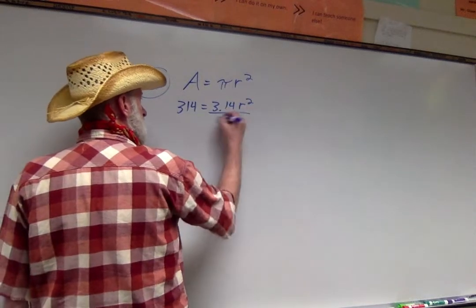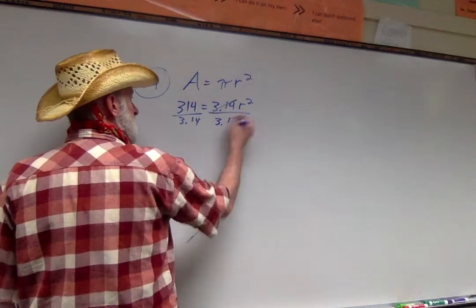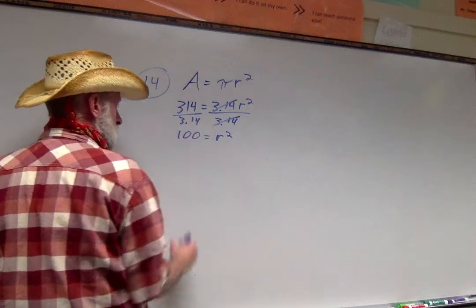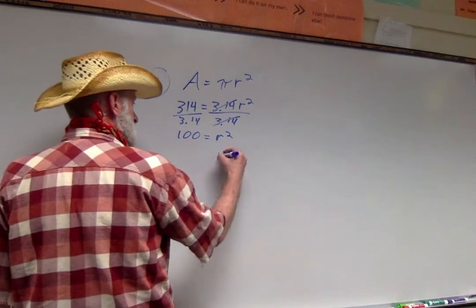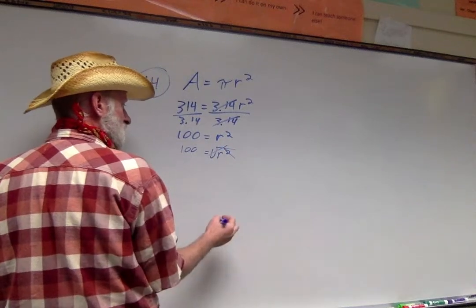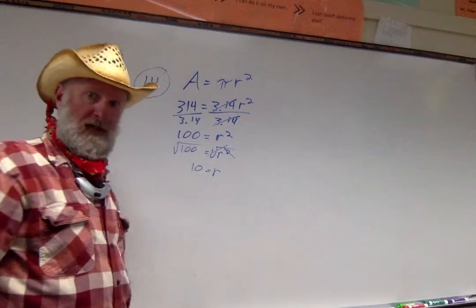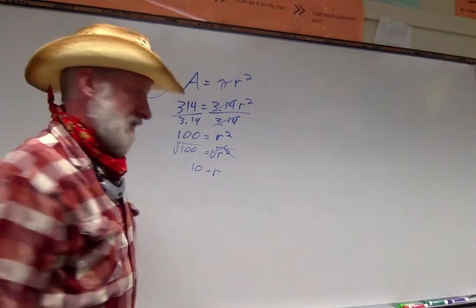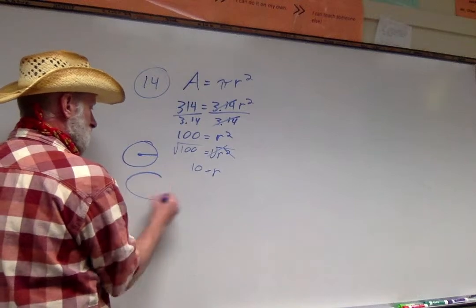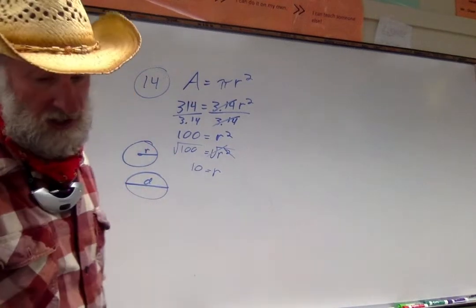To isolate r, I'm going to divide both sides by 3.14. These guys cancel, proving r squared has to be equal to, what's that? 100, I do believe. Let's now take the square root of both sides. Those guys will cancel. The square root of 100 is 10. But that's the radius. The radius is 10. Remember, the radius only goes halfway through a circle. The question says, what is the diameter of this here circle?